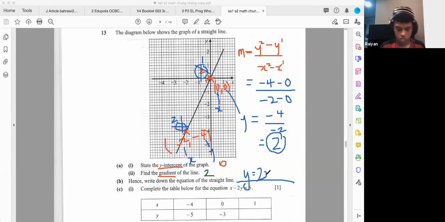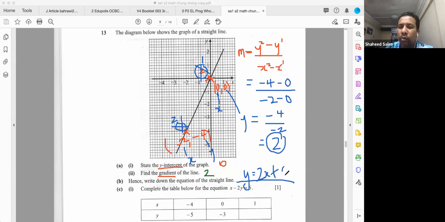2x. Then plus c. What is c? What's the y-intercept? Y-intercept, that's where you cut the y-axis. Ryan, you say what, at what point? This one, what point for y? Oh, 0, 0. See? 0, right? You cut is 0 here.